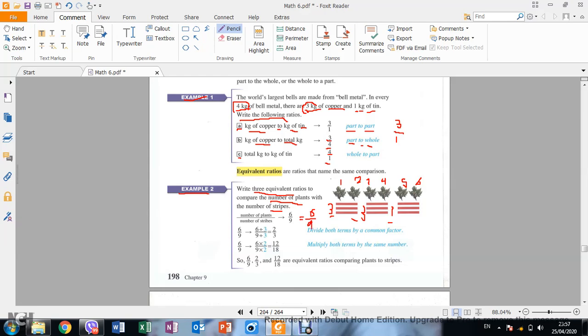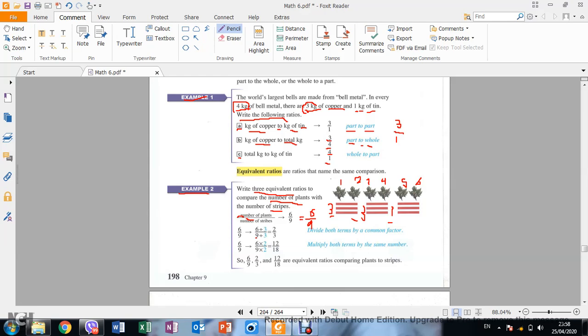Now how do you write it? The number of plants over the number of strips. We wrote 6 over 9. Now how do we find equivalent ratios? You can divide both terms by a common factor. We need to divide these two numbers, numerator and denominator, by the same number. So 6 divided by which number? At the same time we divide 9 by the same number, only 3.